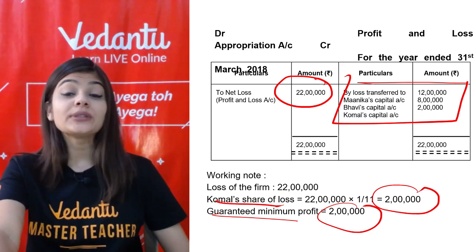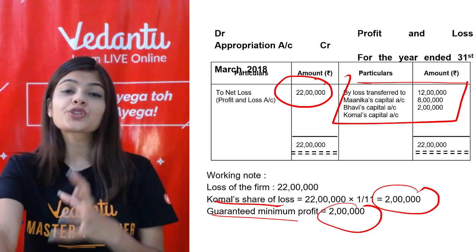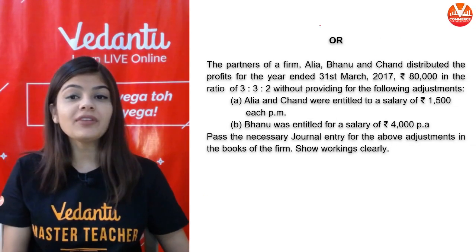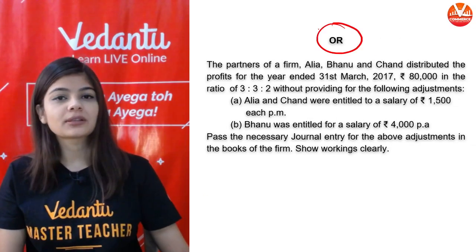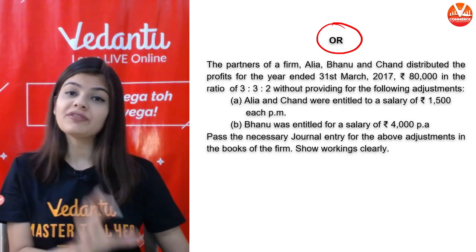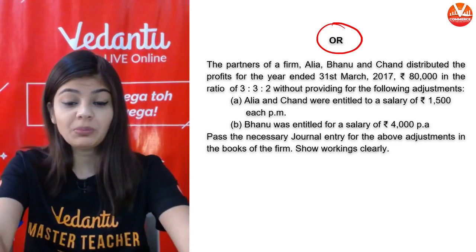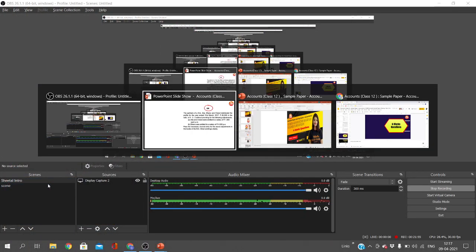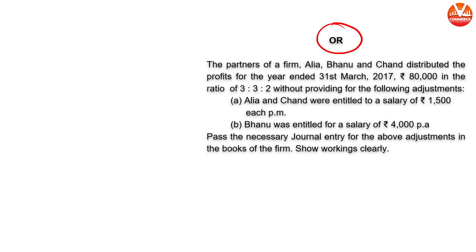Now coming on to the next question. In this question we have a choice. So here we have your next question. This question is again from the first chapter. The previous question was from guaranteed profit, and this question is from table showing past adjustment.